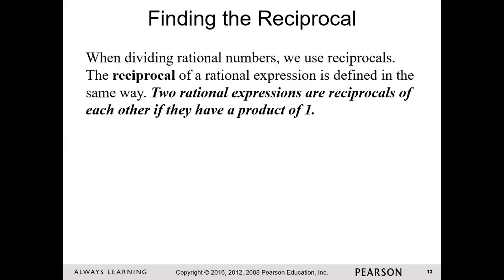Some of you might remember the term keep, change, flip, as teachers like to use that to remind their students how they're supposed to, quote, divide fractions: you keep the first fraction the same, you change it to multiplication, and then you flip the second fraction. So that's what we're going to do when we're dividing fractions.